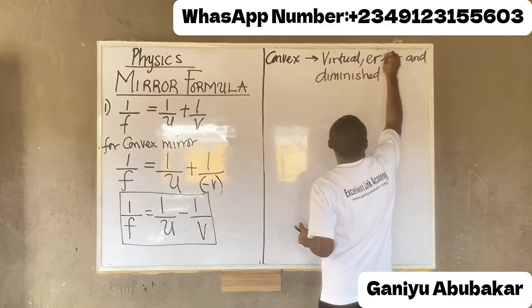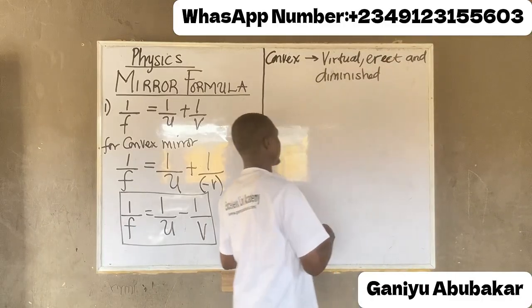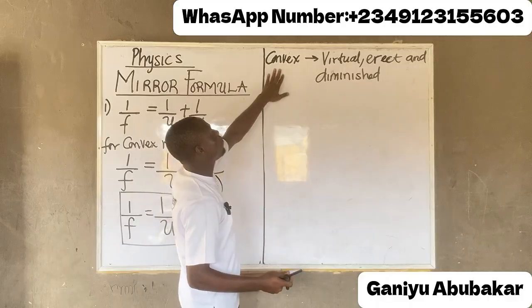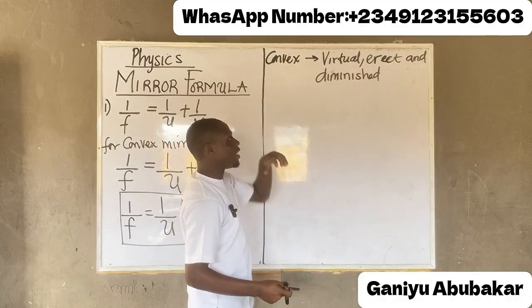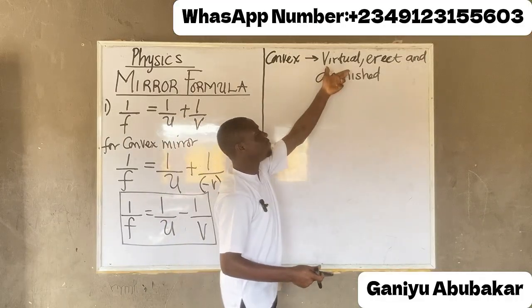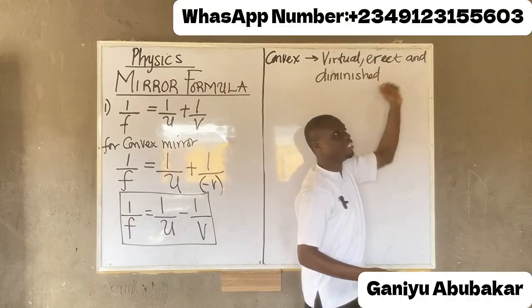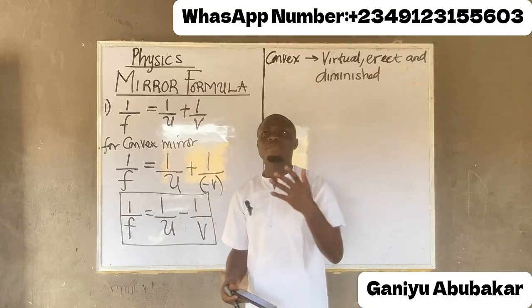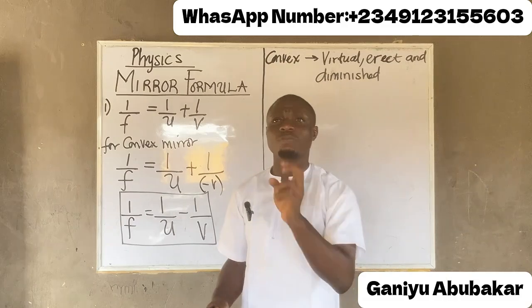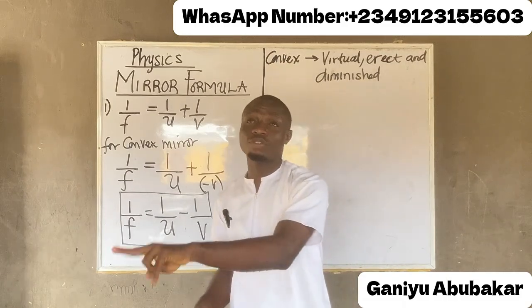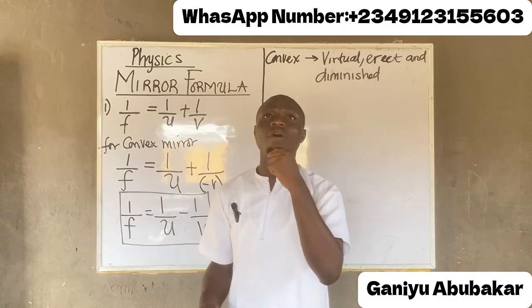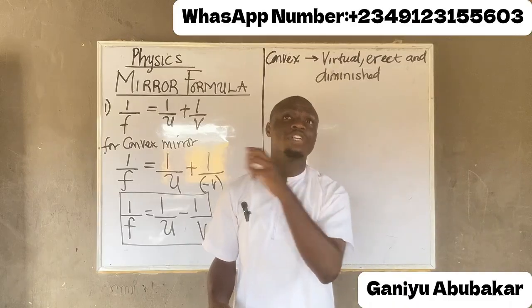Erect, of course, and diminished. All right. So we said a convex produces something called virtual, and move on to erect and diminished. So I'll explain convex mirror properly now using 2 live examples. Number 1, I'll use the shaving mirror to explain.